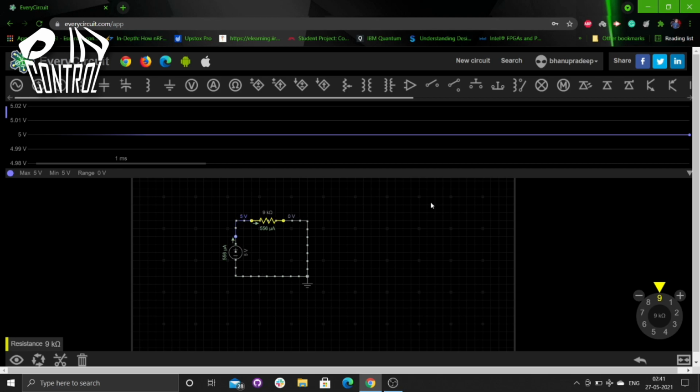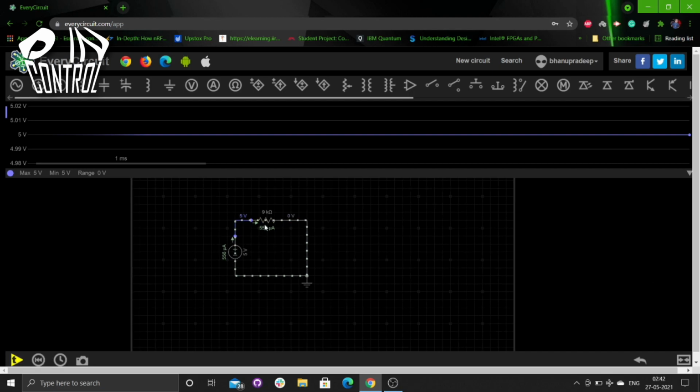Ohm's law is the basic law of an electric circuit, which is V equals IR, which in turn means voltage equals current times resistance. So whenever you give the input, it is equal to the current and resistance. For example, my input voltage is 5 volts, my resistance is 9 kilo ohms and the current is 556 microamps. If I don't know what voltage I need to supply for this resistance, for example the resistance is 9 kilo ohms and the current is 556 microamps, by using Ohm's law we can find the voltage.